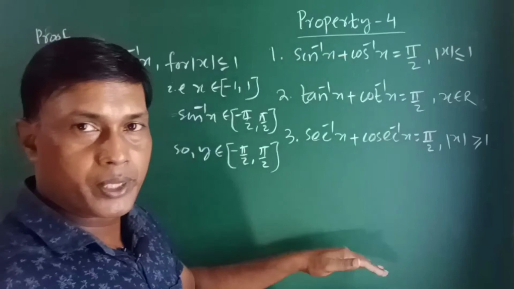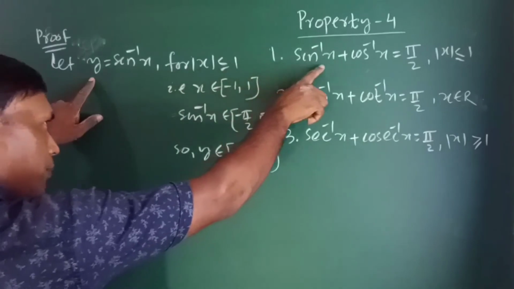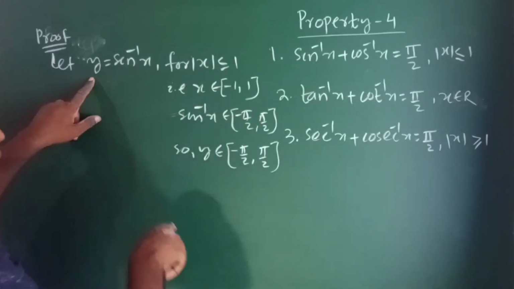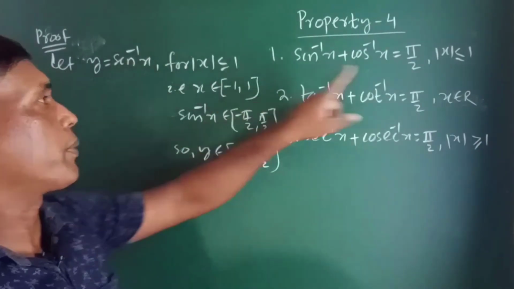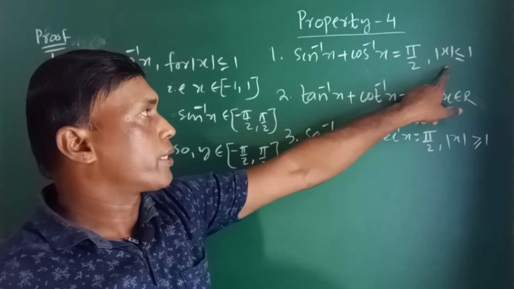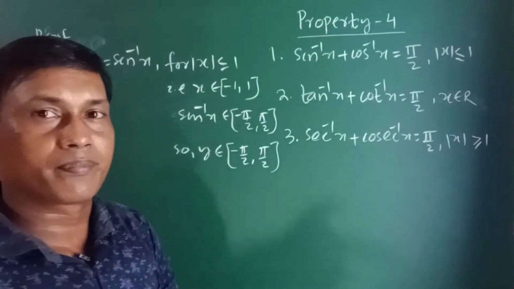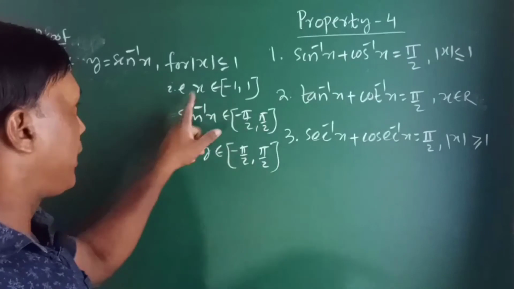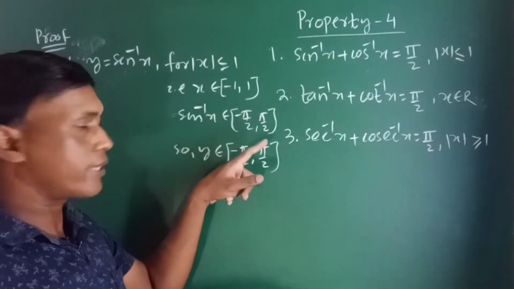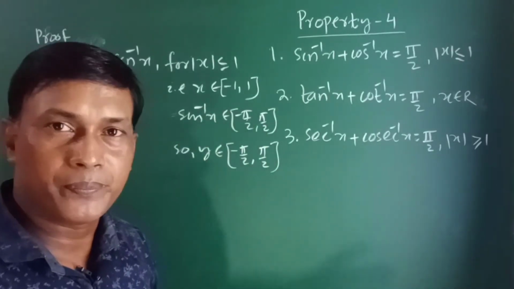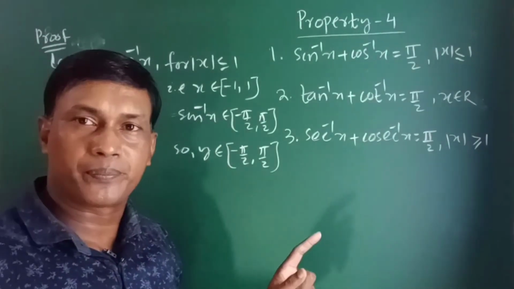So we have to prove this. I will prove the first one. Now look here. Let y be equal to sin inverse x. If y is equal to sin inverse x, then x belongs to the domain of sine inverse. You know the domain of sine inverse is modulus of x less than or equal to 1. That means x belongs to the closed interval minus 1 to 1. If x belongs to this interval, then sine inverse x belongs to the range of sine inverse, which is minus pi by 2 to pi by 2. So y belongs to minus pi by 2 to pi by 2.